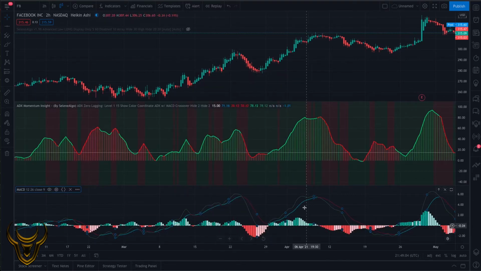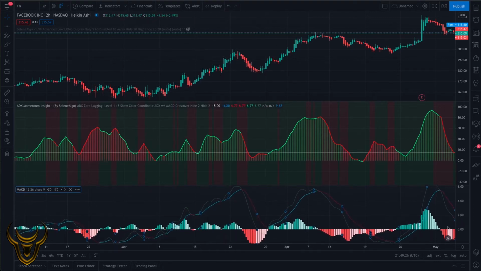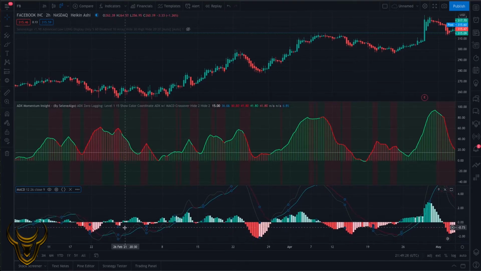So for those of you who aren't familiar, the histogram just shows the distance between the two lines: the larger the histogram, the larger the distance. As a general rule of thumb, the bigger the gap, the stronger the trend is and the faster it's accelerating. And as you get more and more narrow, and let me increase this a little bit, the lines are coming closer together, signifying that you could have a cross, or at least the trend is kind of evening out.